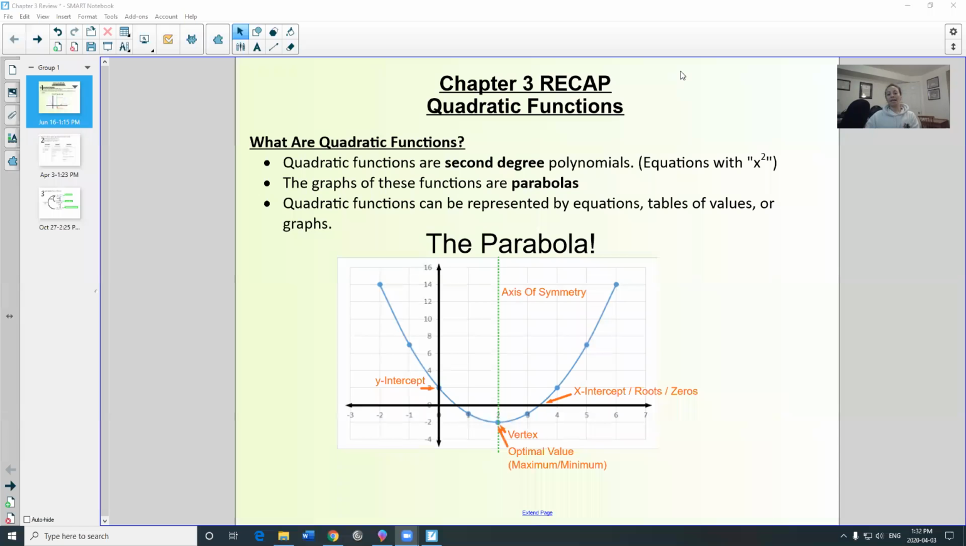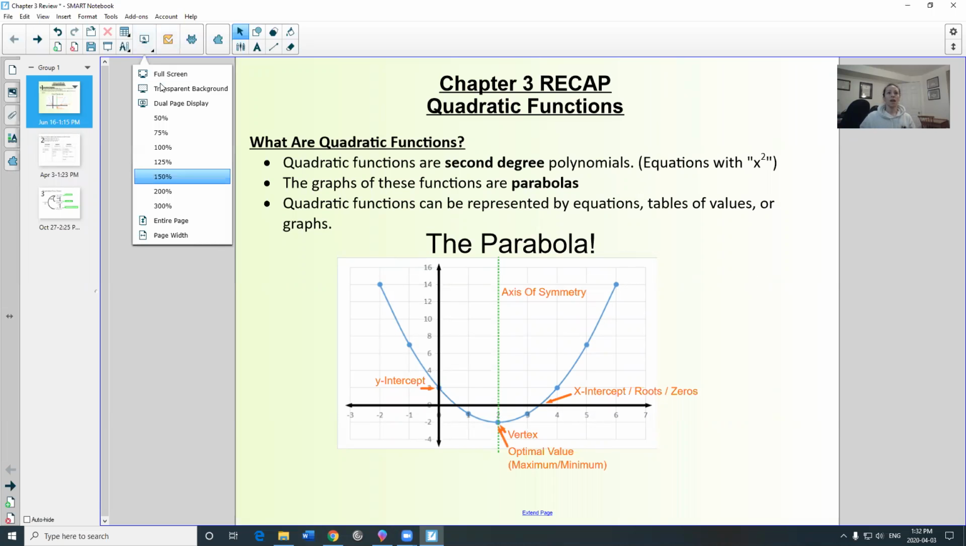Hi everyone. It's been a while since we saw anything from our quadratics chapter, so I want to do a little bit of a recap today. Go through, see if you remember any of the stuff just to get your brain thinking, and then we can move on into the rest of chapter 3. There's only a couple sections left for us to do.